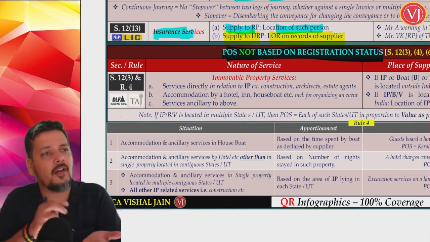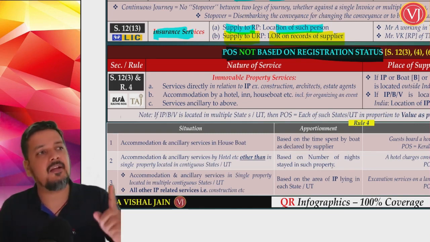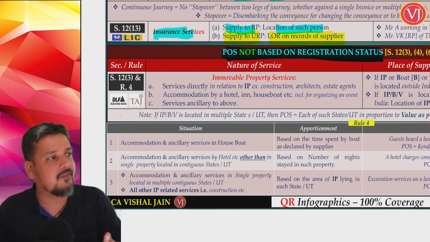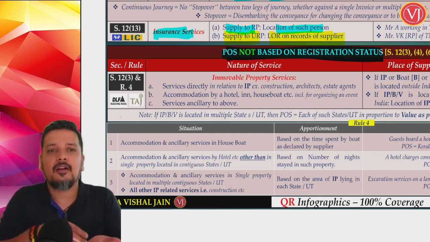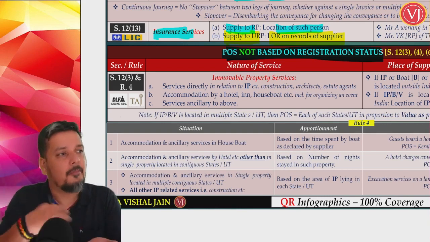If you are taking insurance, your address will surely be there with them. But the difference is if it is B2B, you will decide the address: location of registered recipient, whatever GST number you gave. B2C, location of recipient or your location which is there on my records.